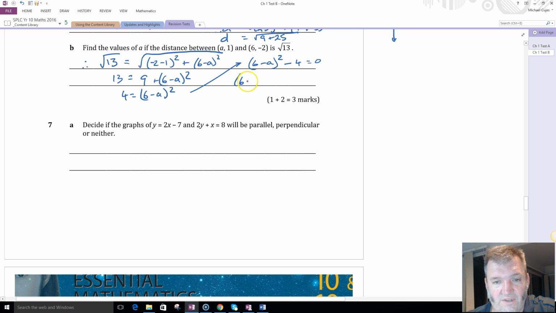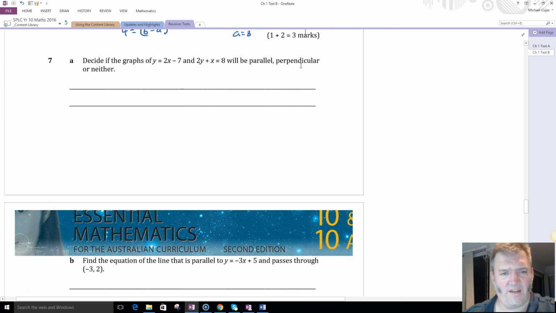For this, I'm going to have (6 - a + 2), because 4 is 2 squared, and (6 - a - 2) = 0. What does this one give me? a = 8. This one here gives me a = 4. And they're the two values of a that'll make the distance root 13. So close to the end.